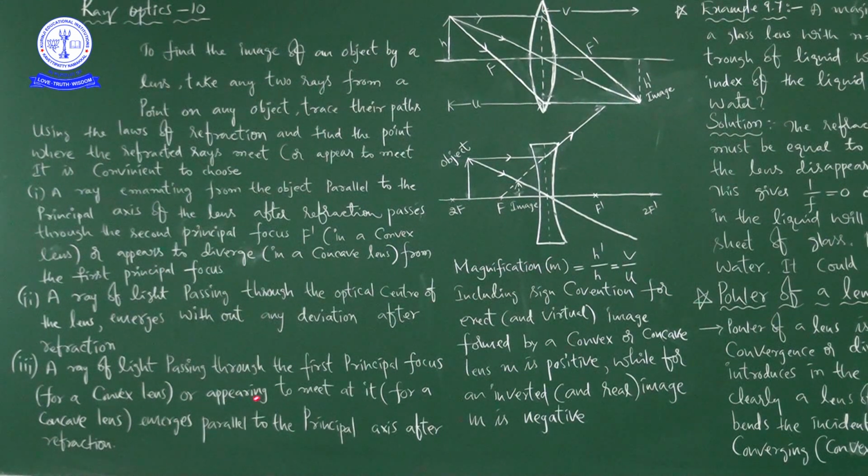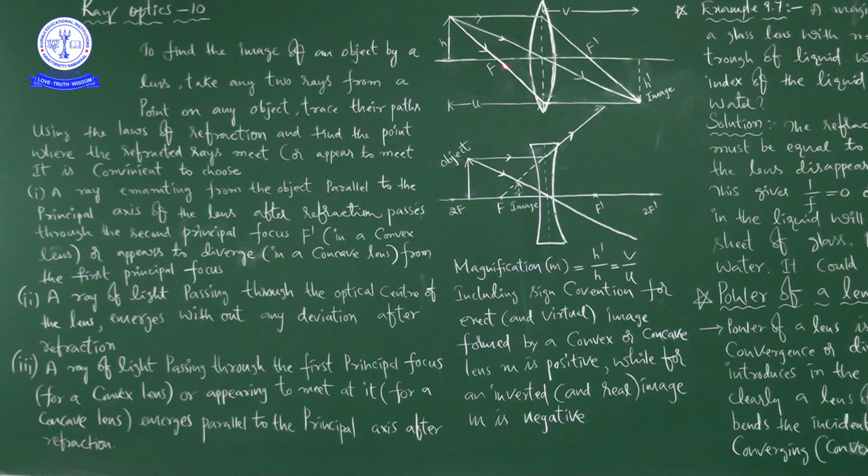Next, third point, see here. A ray of light passing through the first principal focus in case of convex lens, or appearing to meet in case of concave lens, emerges parallel to the principal axis after refraction.